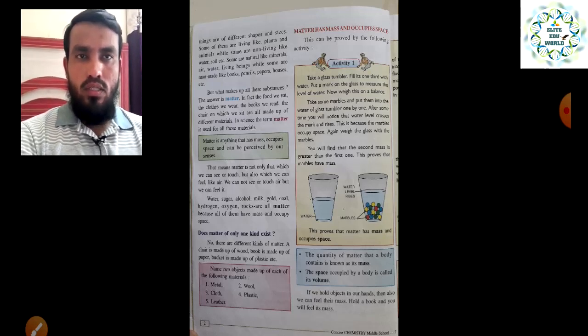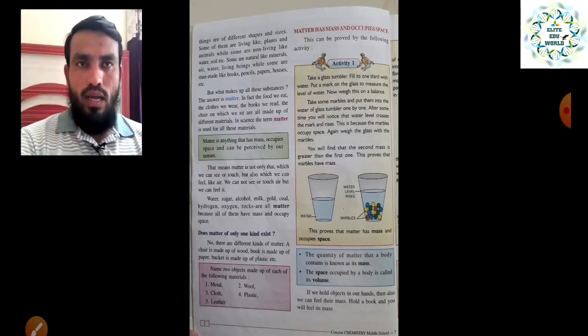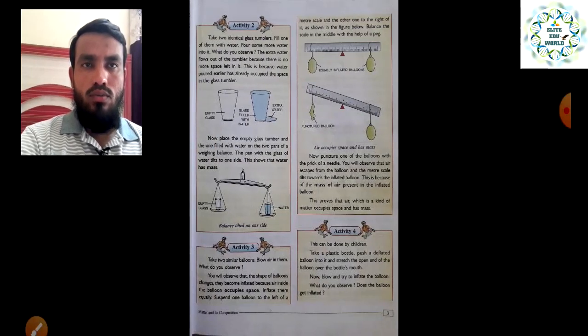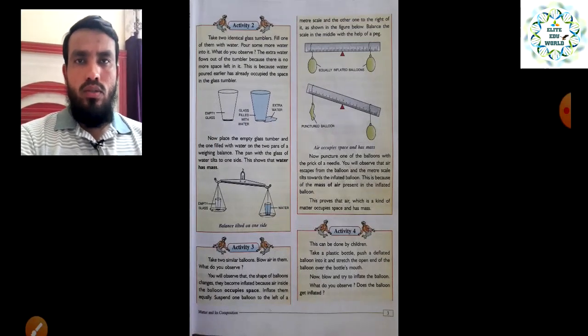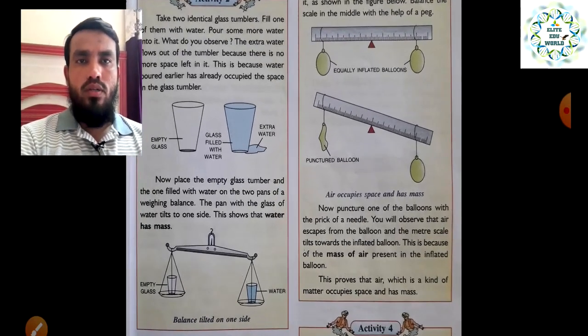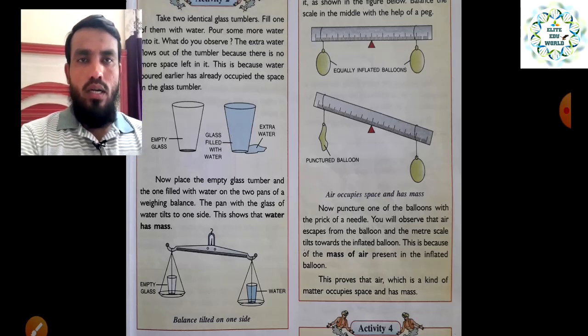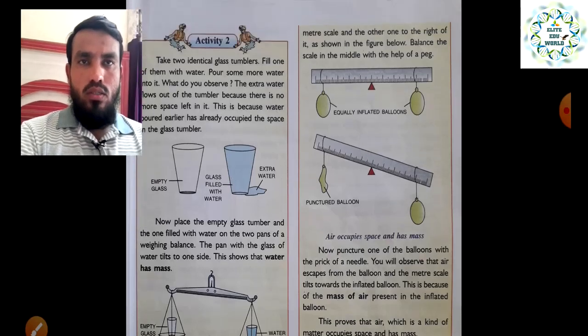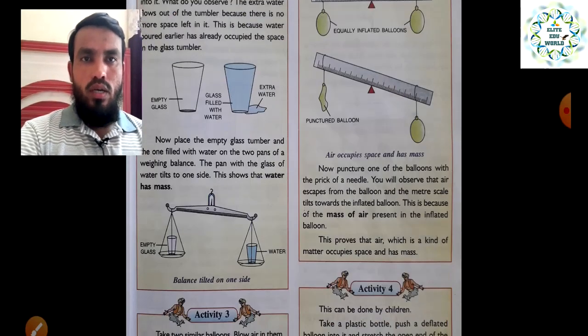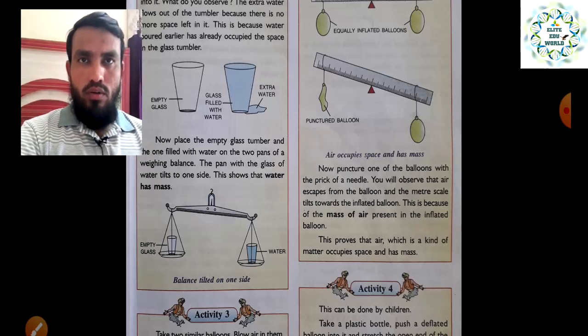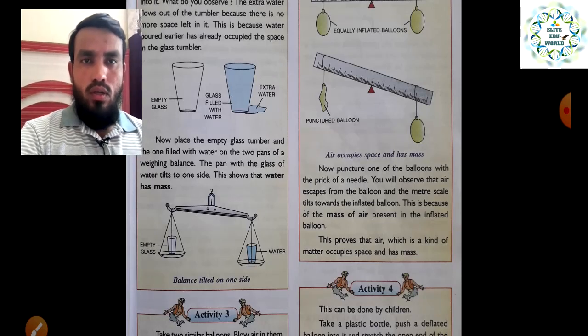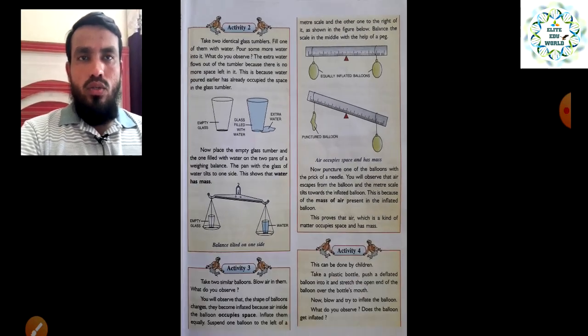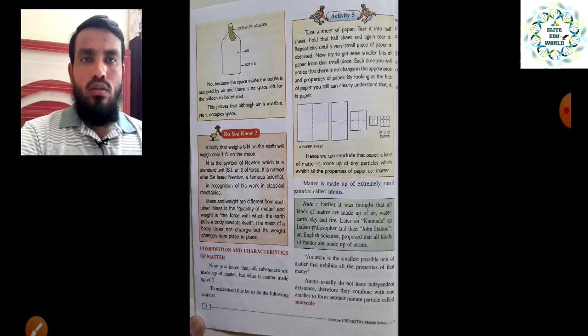On the basis of that definition, we divided everything into solid, liquid and gas, and with the help of several activities we saw that matter occupies space and has mass. For the liquid, if a glass is already full and you pour in new liquid, it will not stay, which shows that the liquid occupies space. In another activity we saw that it has mass: the glass filled with water makes the weighing balance tilt to one side. In the next activity we saw that gas also occupies space and has mass. This is how we are going through this chapter.